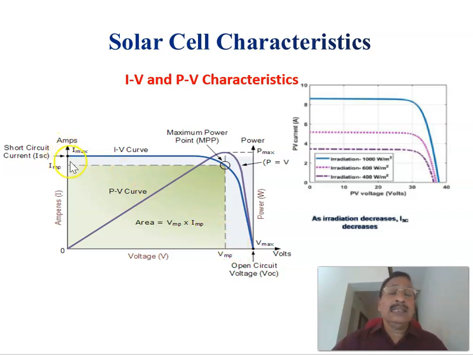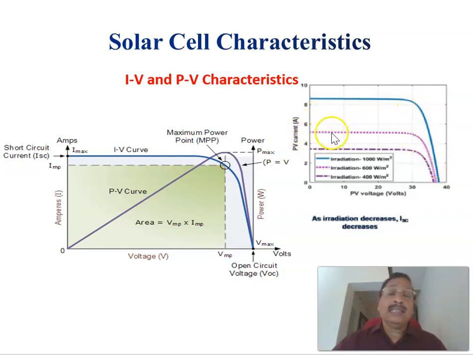Now consider how the characteristics change as the irradiation, or insolation, changes. For example, here this is the IV characteristic corresponding to an insolation of 1000 watts per meter square. The current voltage characteristic of a solar panel is this one. This current is the short circuit current for the radiation of 1000 watts per meter square.